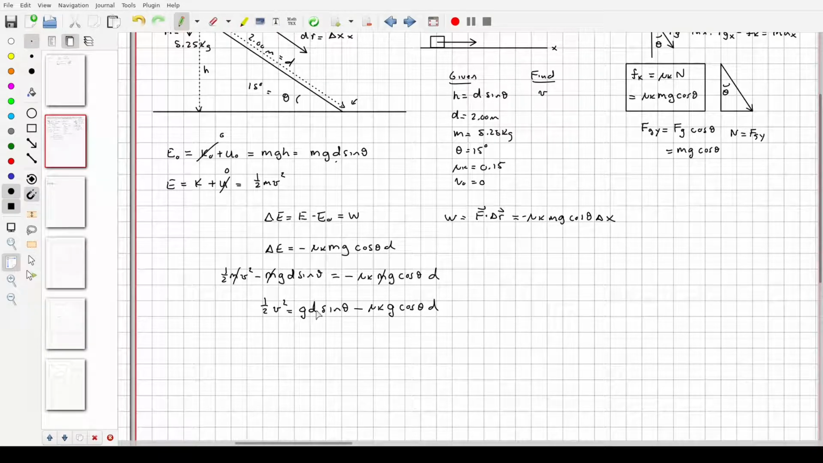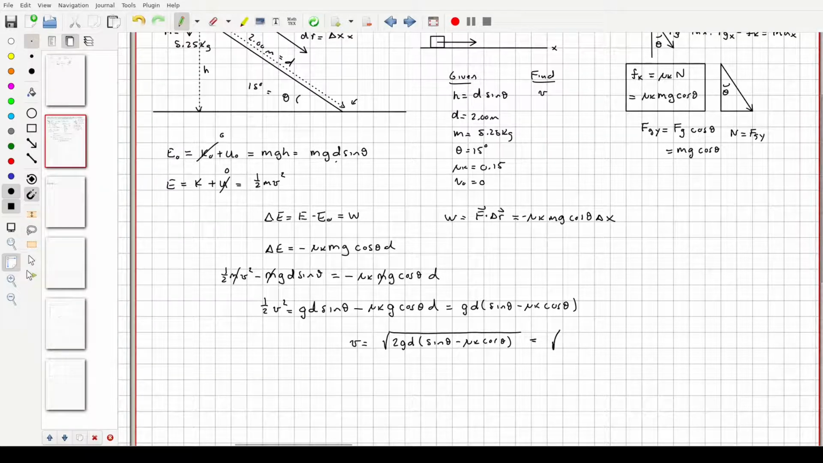And if you look, there's a lot of stuff in common here. There's a g, there's a d. What's left is sine of theta minus mu sub k times cosine of theta. Multiply both sides through by 2, and then take the square root. v is going to be the square root of 2gd times sine of theta minus mu sub k cosine of theta.